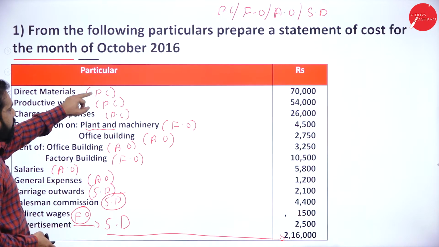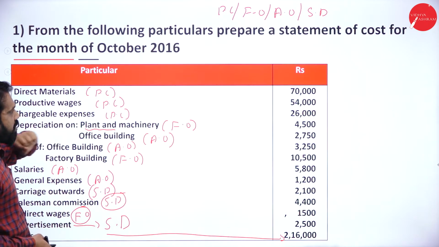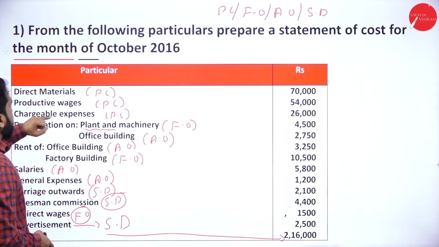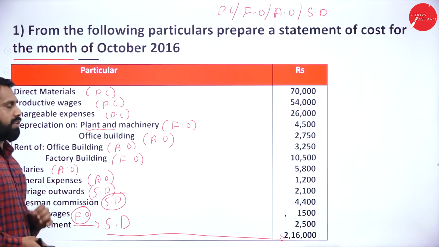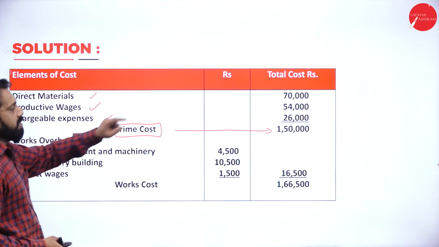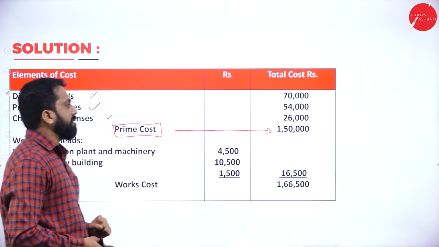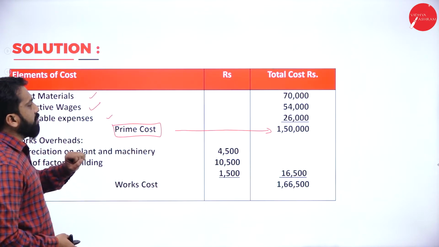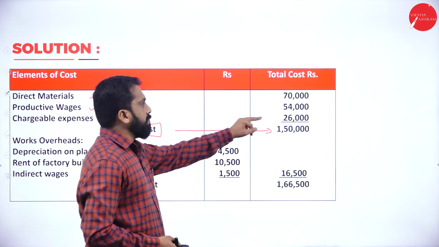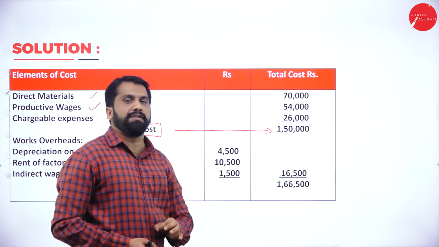Productive wages, I have mentioned, PC means prime cost. Productive wages 54. Chargeable expenses 26. We'll check now. 70 plus 54 plus 26, it will come around 1,50,000. So what is the total? So the prime cost will be 70 plus 54, it is 124 plus 26, it will be 150.